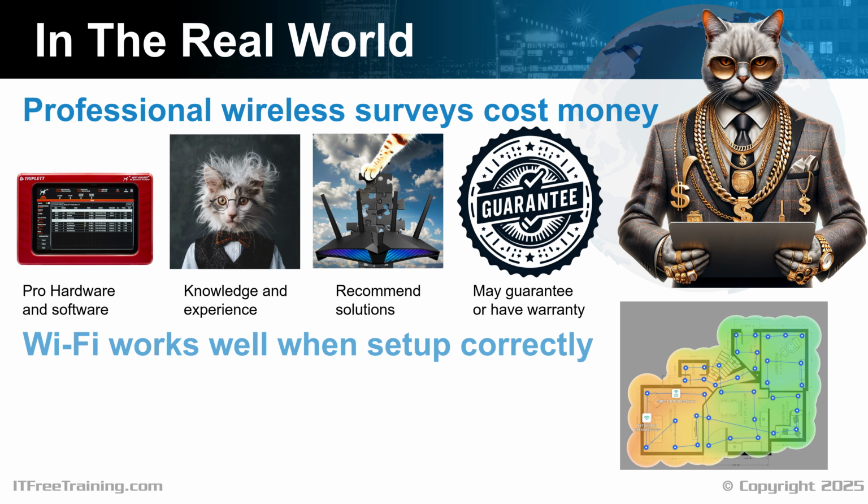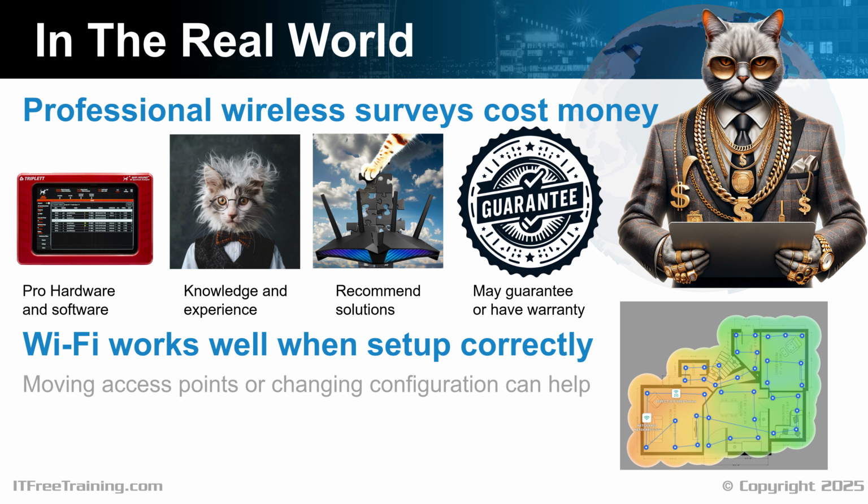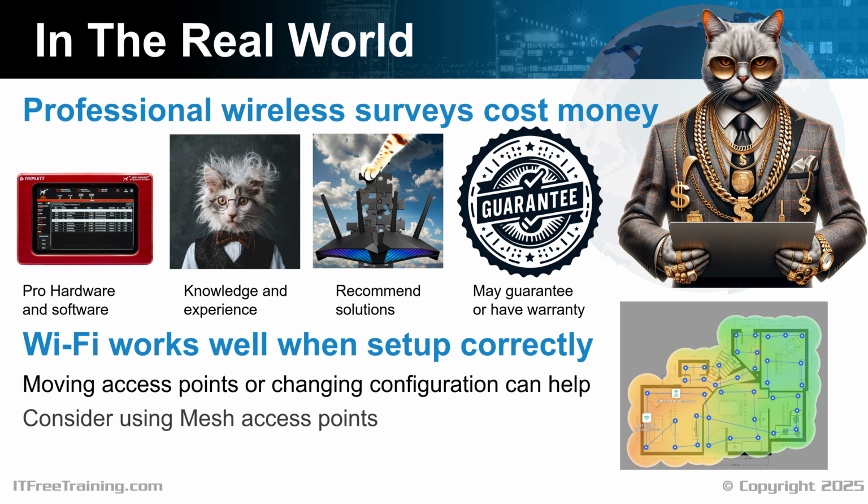Generally speaking, Wi-Fi works well when set up correctly. Most of the time when I have troubleshooted Wi-Fi, it is either configuration problems or the access points have been put in the wrong place. Moving an access point or changing the configuration can often help. If you are not using it, consider using mesh for your access points if you have more than one. Mesh really helps when your devices move around. The standard Wi-Fi protocol is not good at changing access points when devices move around.